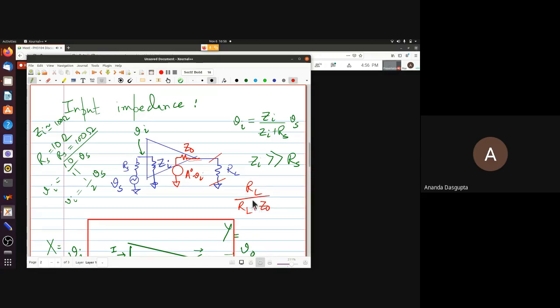Okay. But remember, here the fraction is ZI by ZI plus RS, because this is what you want to come to the amplifier. And here RL by RL plus ZO, because you want to figure out how much from the amplifier is going to the load. And this quantity, if ZO is very tiny, is very nearly 1. Doesn't matter how big or small RL is. Okay. So you want a very small output impedance.